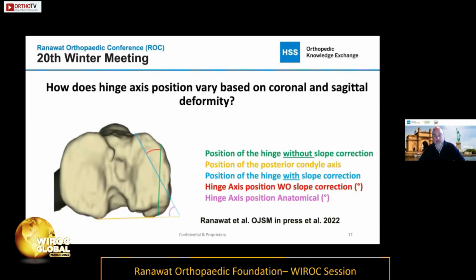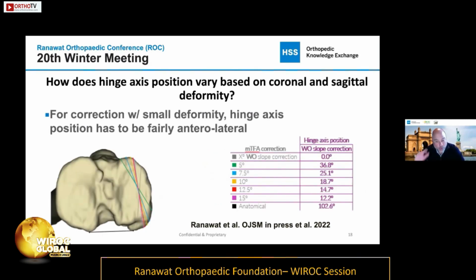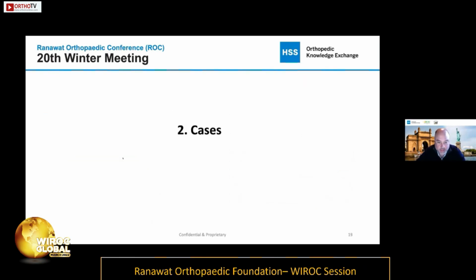So here's another way of looking at it. We also want to know how I get this anterolateral hinge based off various different coronal corrections. This is a second study that we just published. Basically what we found is that with smaller corrections, you have to have a really small anterolateral hinge. For bigger corrections, 15 degrees, you can have a more consistent anterolateral hinge. So your ability to adjust the sagittal plane depends on how much you're adjusting the coronal plane. And it's a lot of drawing lines and signs.